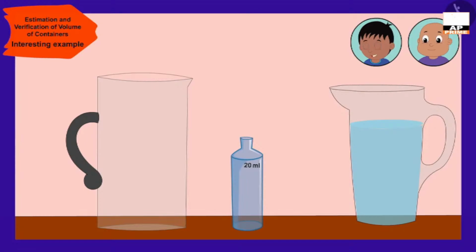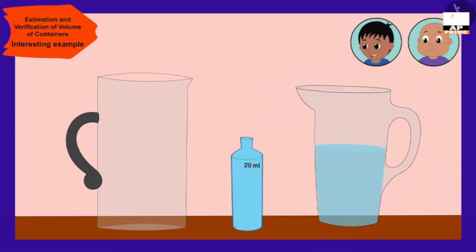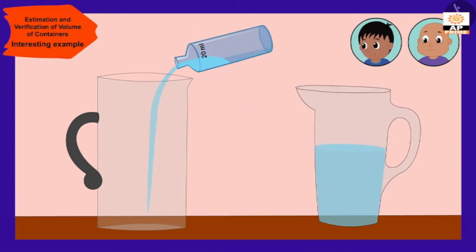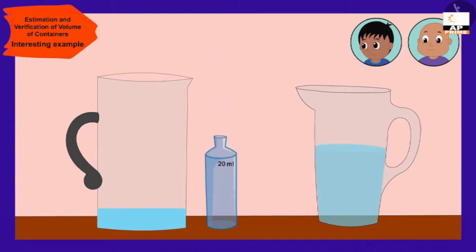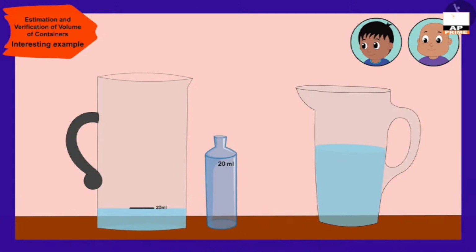First, we will fill this empty bottle completely with water. Then, we will empty the bottle in this jug. Because the volume of the bottle is 20 milliliters, we can say that the jug currently has 20 milliliters of water. With a pen, we will mark 20 milliliters of water in this jug at that level of water. Bablu quickly made a mark of 20 milliliters at the level of water filled in the jug.